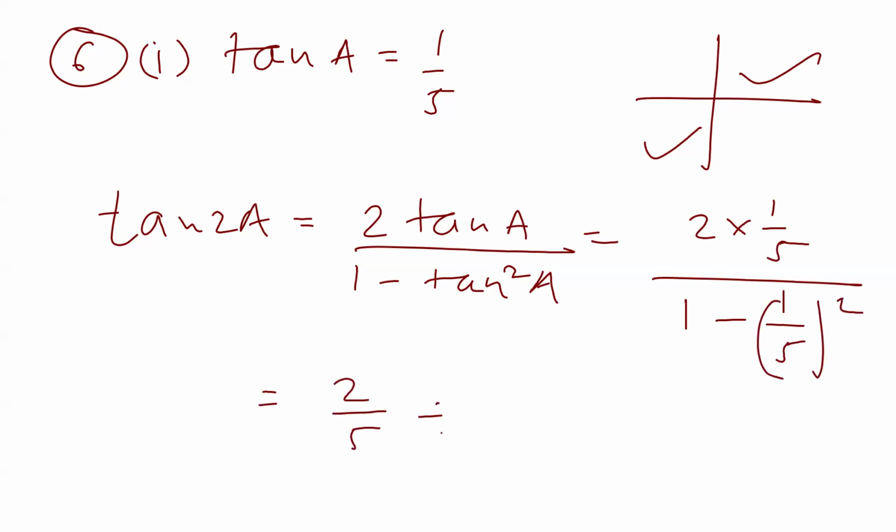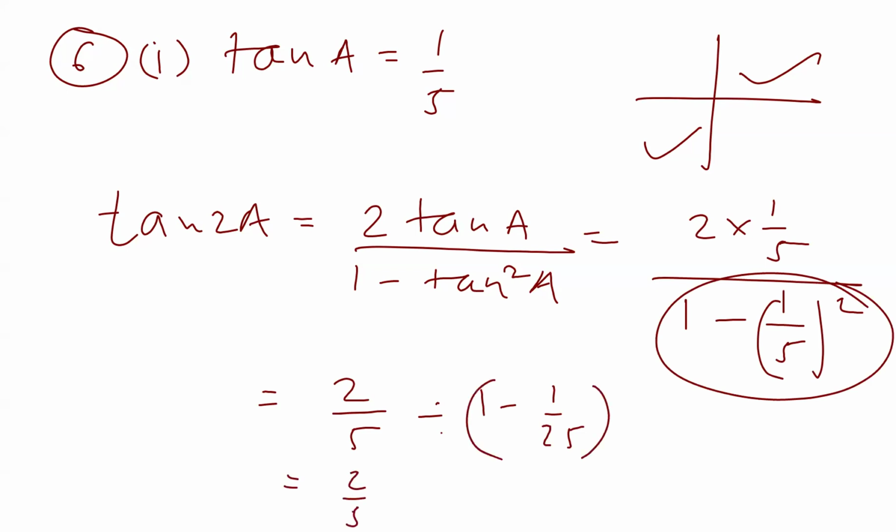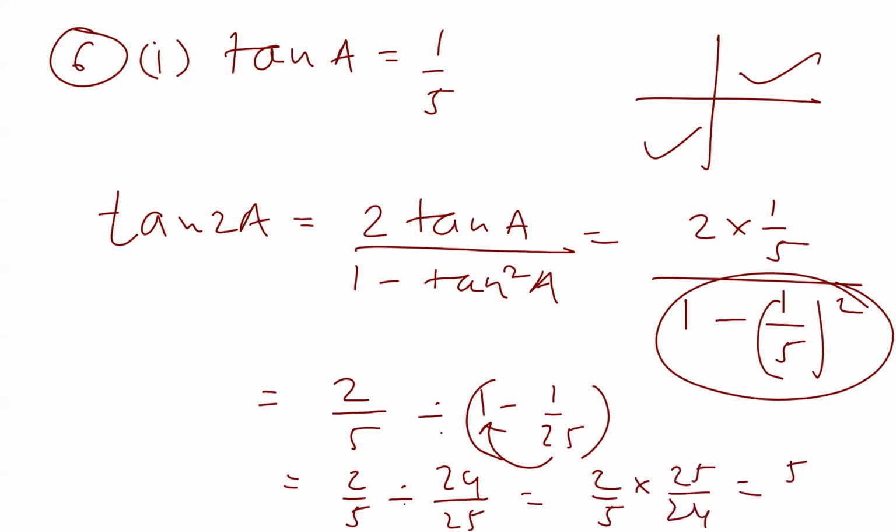So that is 2 by 5 divided by, let's calculate this value, 1 minus 1 by 25. Okay. So 2 by 5 divided by 25 minus 1, 24 upon 25. So 2 by 5 into 25 by 24. So this will be 5 upon 12. The value of tan 2A we have got.